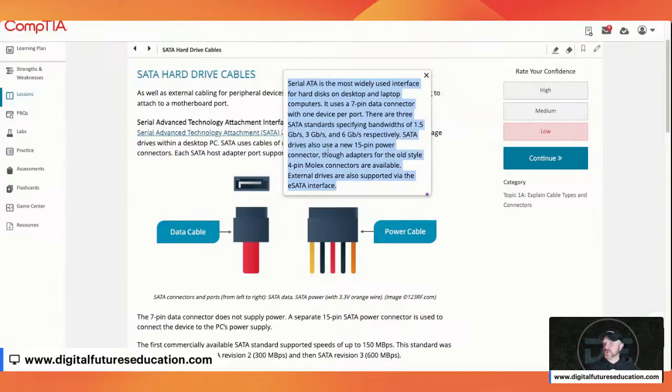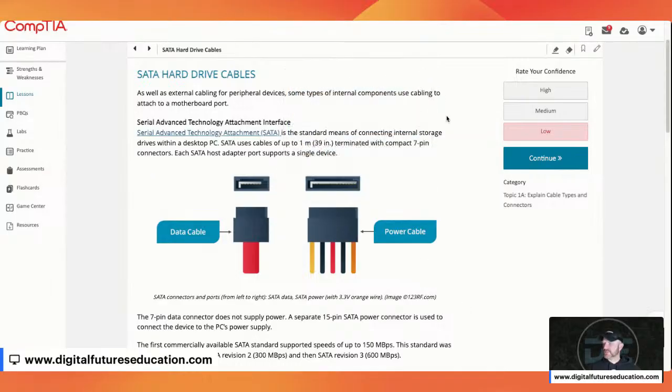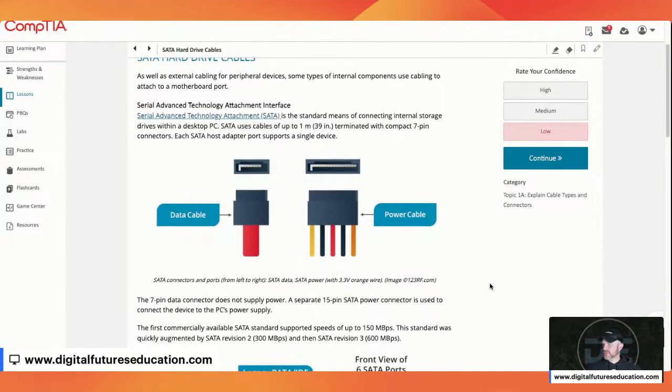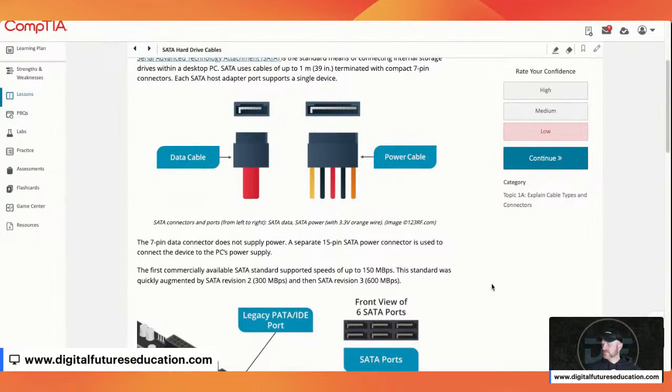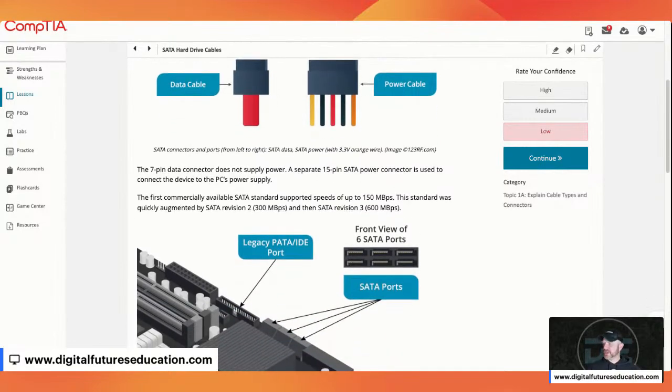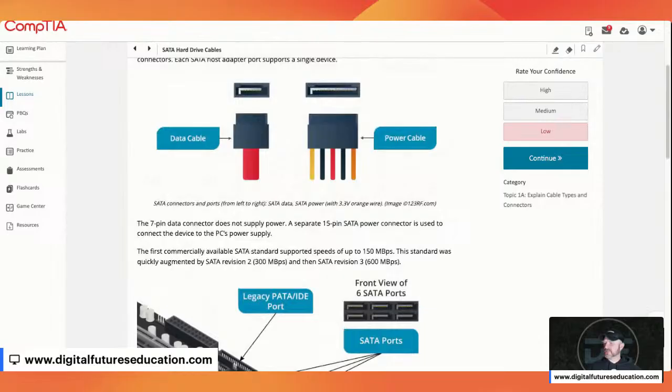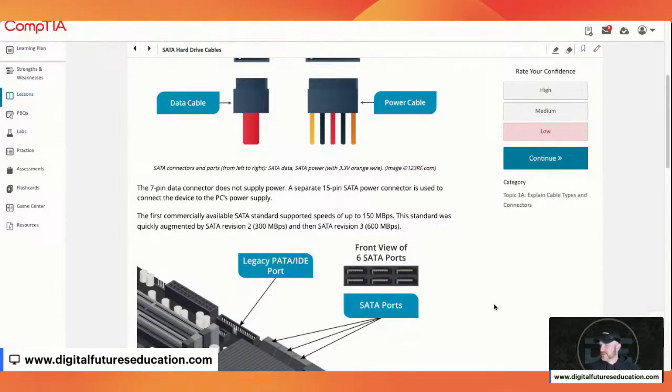SATA drives also use a new 15-pin power connector, though adapters for the old-style 4-pin Molex connector are available. External drives are also supported via the eSATA interface. So as we click off this definition, you see the data cable and the power cable with SATA connections. The 7-pin connector does not supply power. A separate 15-pin SATA power connector is used to connect the device to the PC's power supply.